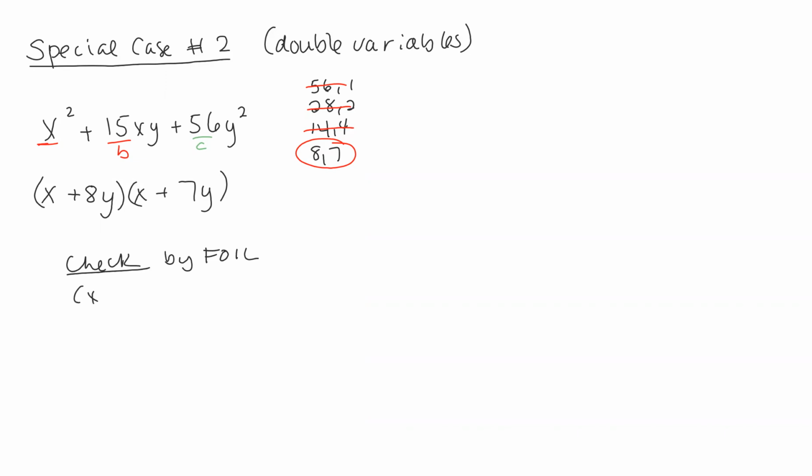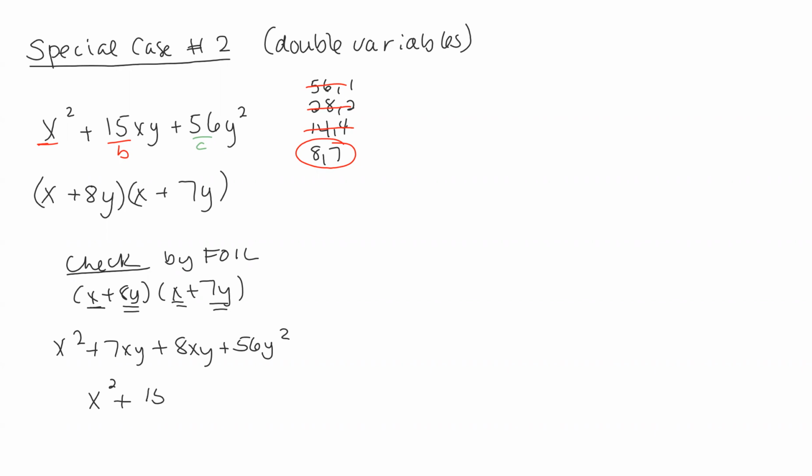So I've got x plus 8y, x plus 7y. I multiply the first terms and I get x squared. I multiply the outer terms and I get plus 7xy. I multiply the inner terms and I get plus 8xy. And then finally I multiply the last terms and I get 56y squared. Clean it up: x squared plus 15xy plus 56y squared. So it really does work.